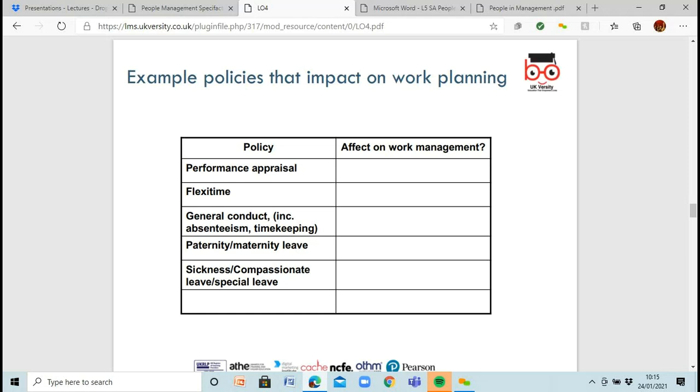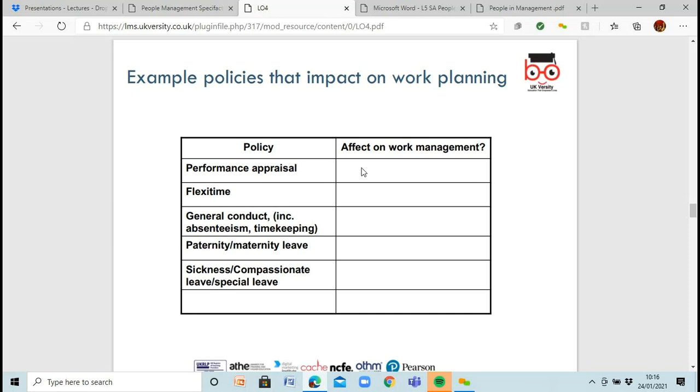So example policies, these are the policies that will actually impact on your work planning. So you've got performance appraisal. So how will this affect your work management? Obviously if you're getting a performance appraisal, you're looking at how you're working, what your performance is like, and maybe you're discussing this or reflecting upon it yourself, and you're seeing what actions can I take to increase my performance, how well am I doing?